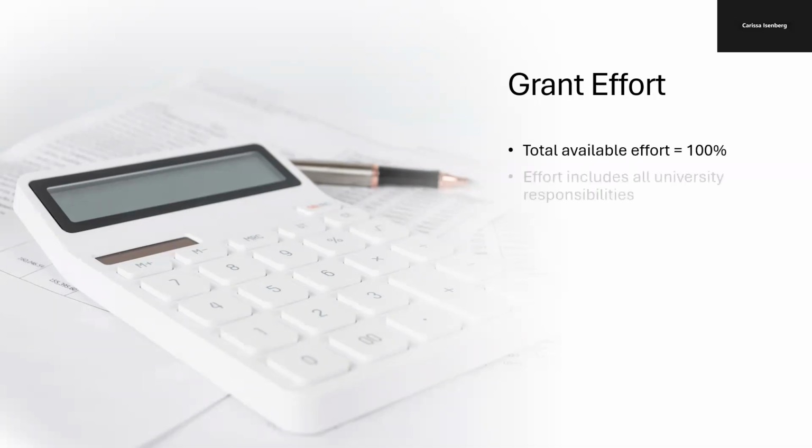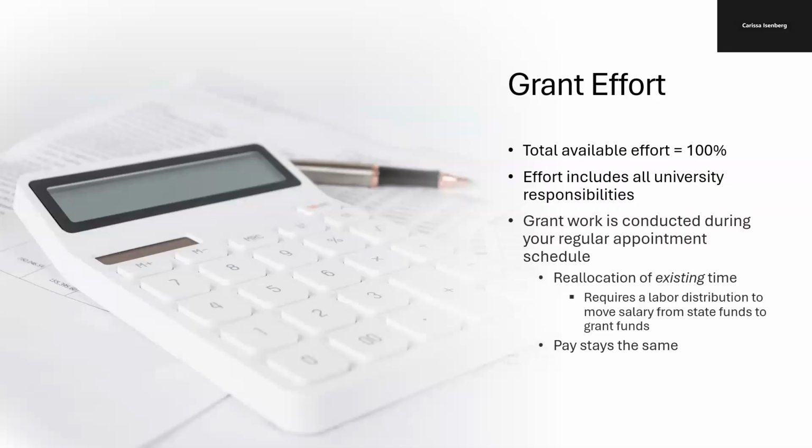This 100% is split between all of your responsibilities for the university, whether you teach, serve on committees, conduct research, provide mentorship and training. 100% is 100%. Grant work is conducted within that 100%. It is a reallocation or a shift of existing time. It is simply taking that piece of your salary and moving it to a different fund. Your pay stays the same.